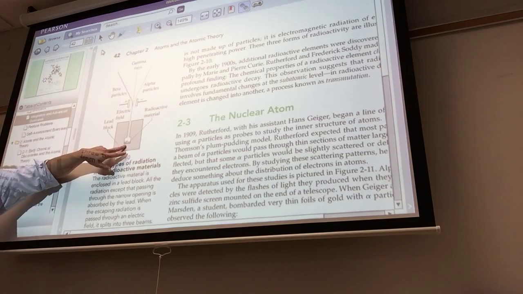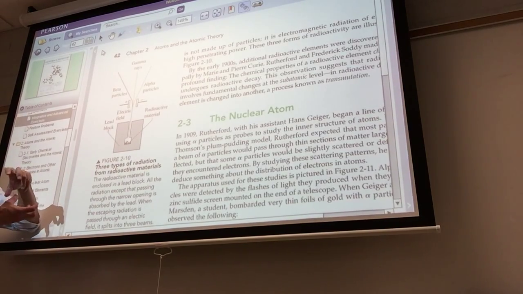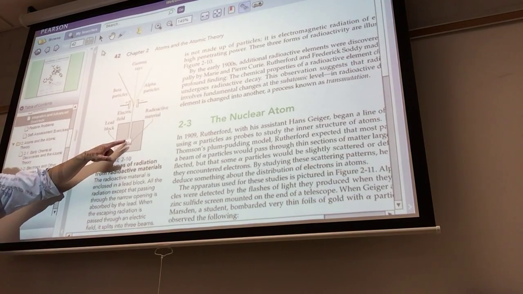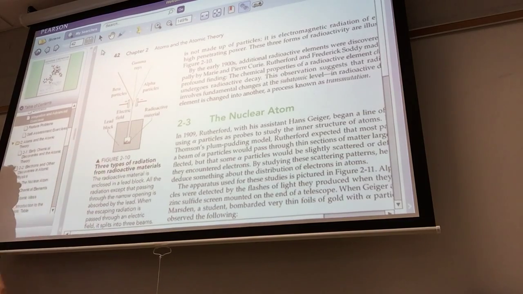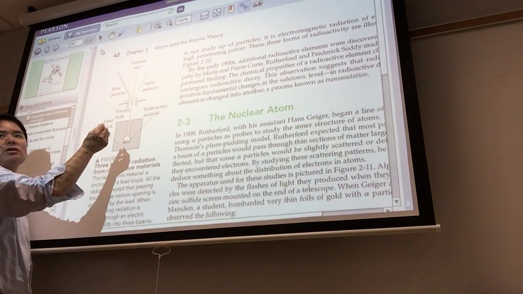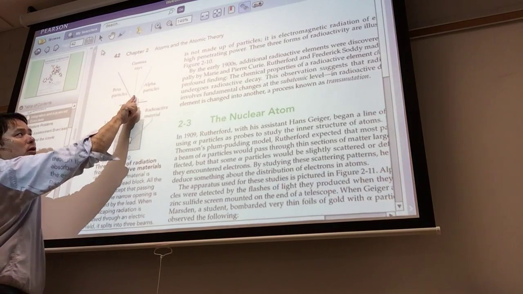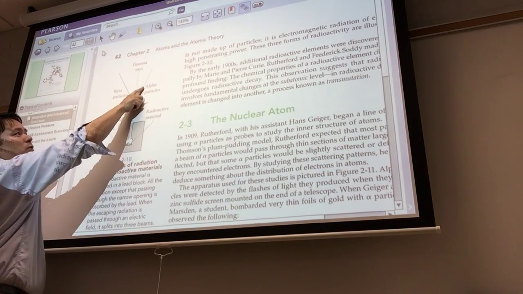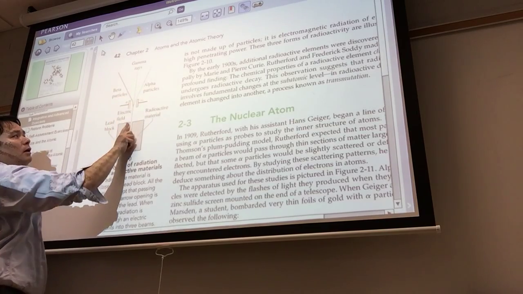Here we have some radioactive material. The radioactive material has unstable nuclei, and as the nuclei decay or decompose, radiation is emitted. And we have different types of radiation. Alpha particles are little chunks of nucleus that break off, 2 protons and 2 neutrons. Those are what Rutherford shot at them.